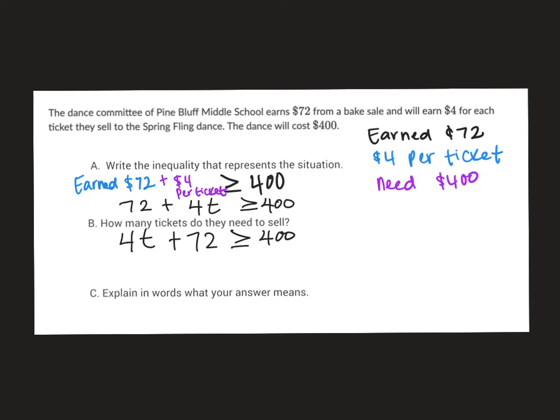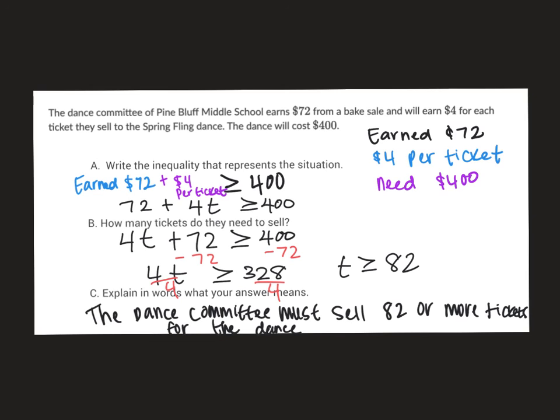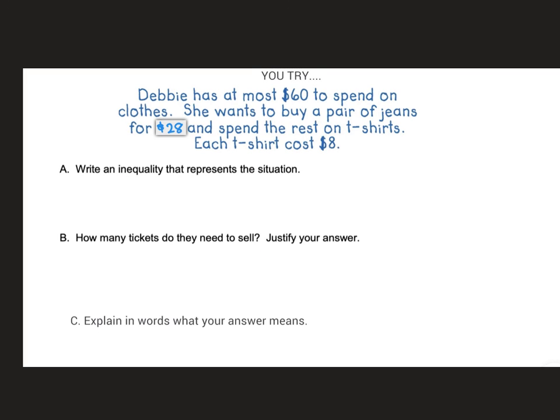Now in question B, I'm going to solve this, so I'm going to subtract 72 from both sides. And then I'm going to divide both sides by positive 4. And when I do that, I'm going to get t is greater than or equal to 82. Then question C, explain in words what your answer means. So the dance committee must sell 82 or more tickets for the dance. You try this one on your own.